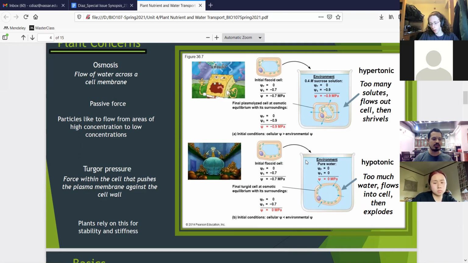So hypo means there's too much water, so the cell is going to get bigger because that hypotonic solution is going to force water into it, and that's where the cell bursts. Whereas hypertonic is hyper, too many salts, the water is going to be leaving the cell, and so that cell is going to shrivel up.